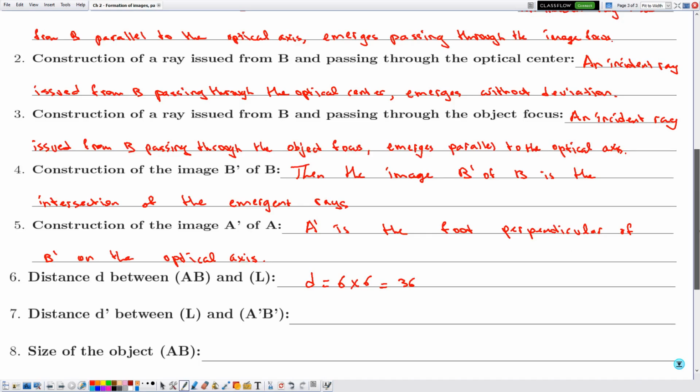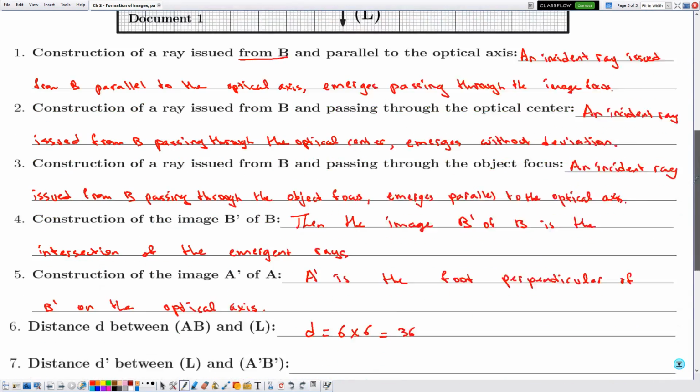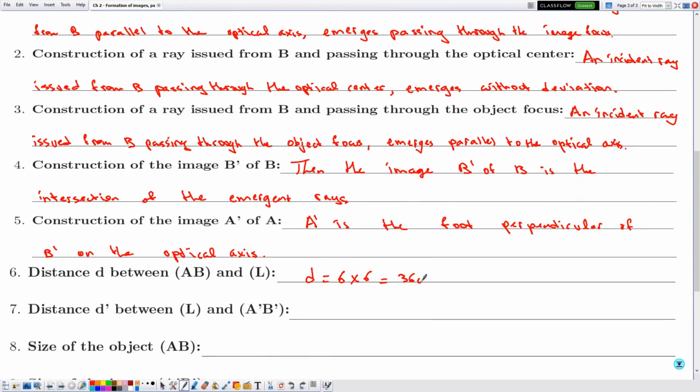Since the scale is in centimeters, then the value of d will be in centimeters. So the distance object length is equal to 36 centimeters.